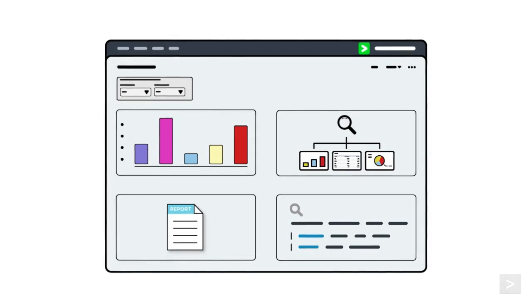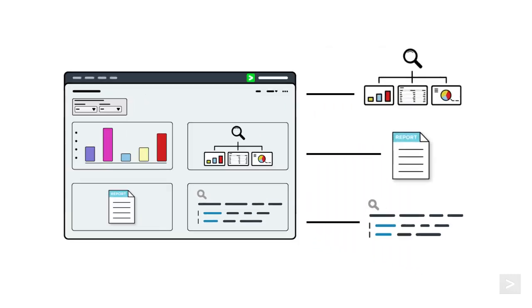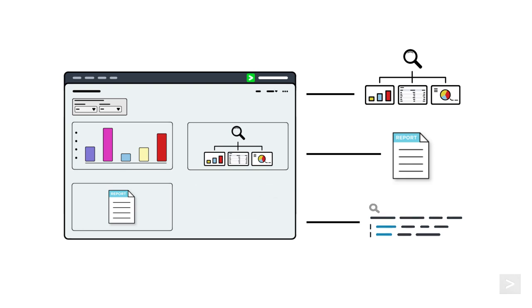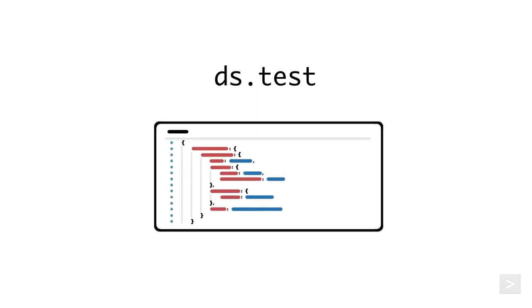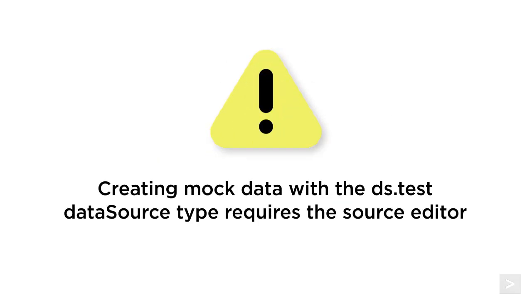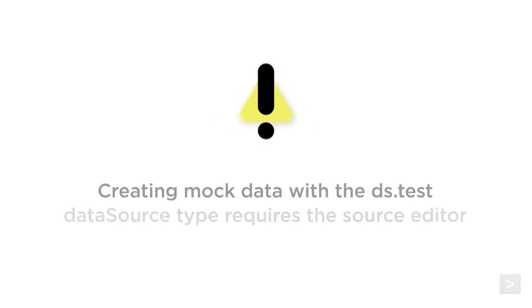Once any of these data sources has been added to a dashboard, it can be used by any other visualization on the same dashboard. If a visualization that references a data source is deleted, the data source will still be available on the dashboard. Additionally, there is one more data source type, called ds.test. It is primarily used for testing and development situations. While most everything you will do in Dashboard Studio can be accomplished in either the visual or source editor, creating mock data with the ds.test source type must be done in the source editor.